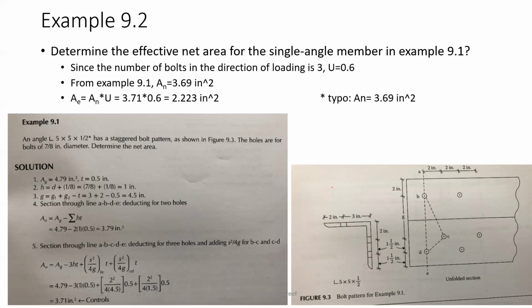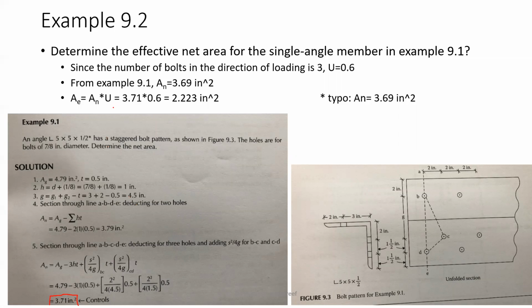Let's look at an example here. This is example 9.2. The problem statement reads: determine the effective net area for the single angle member in example number 1. So this is in continuation of 9.1, and I have put example 9.1 here for you so we can refer back to it with all the information. You already find the net area here, and they want us to find the effective area this time. So what is the effective area?